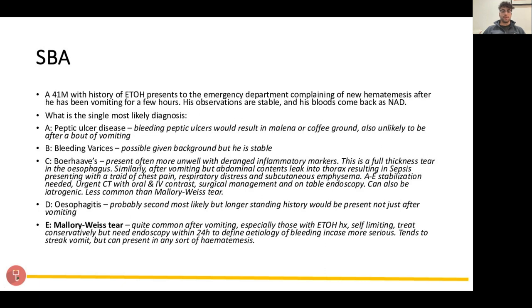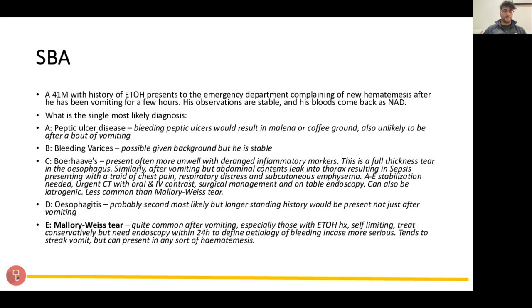Bleeding varices are possible given that he's got a history of alcoholism, but he's much more stable given that his observations are stable and his blood's come back as nothing abnormal detected. You'd expect someone to be a lot less stable if he had bleeding varices. Peptic ulcer disease would result in melena or coffee ground vomiting, and they're also unlikely to start after a bout of vomiting. Esophagitis is probably the second most likely answer here, but a long-standing history would be present, not just after vomiting. And yes, esophagitis can cause a hematemesis, which leaves you with Mallory-Weiss tear and Boerhaave's.